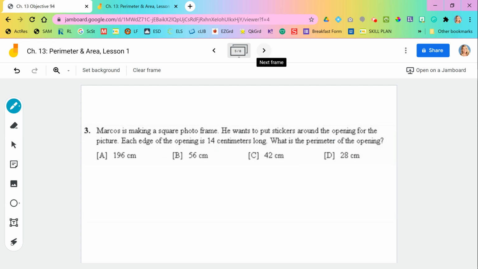If you need to pause this video, you can. Perfectly fine. All right, so Marcos is making a square photo frame. He wants to put stickers around the opening for the picture. Each edge of the opening is 14 centimeters long. What is the perimeter of the opening? So, do I need my formula for perimeter or do I need my formula for area? I need my formula for perimeter. So I'm going to write P equals L plus W plus L plus W.